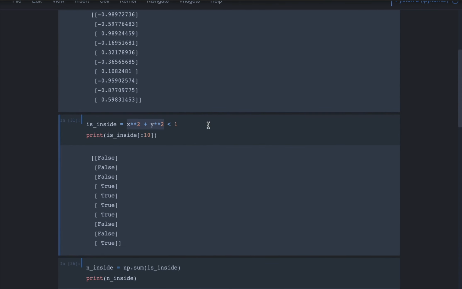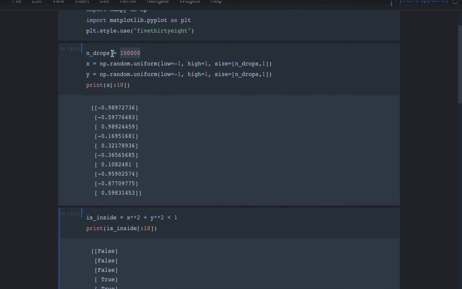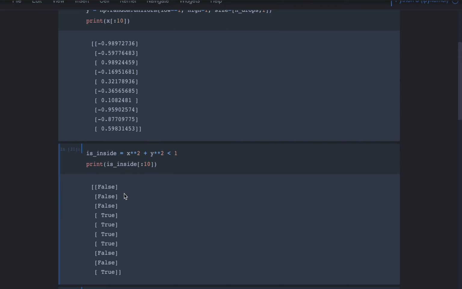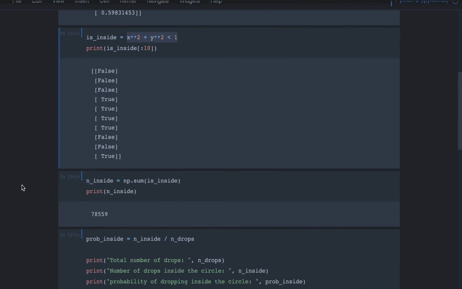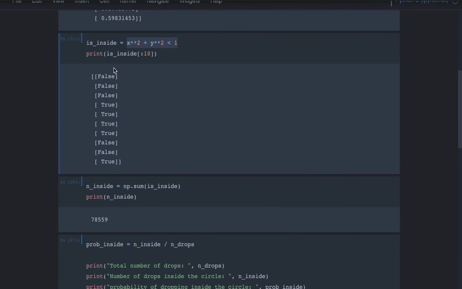Okay, so here what we did is we are checking if it lies inside the circle, meaning the distance is less than 1 or not, right? So is_inside is going to be again a list of size same as the number of drops, but it will contain False and True like that, right? So True means that the point lies inside the circle. False means the point lies outside the circle. Okay, so here is_inside, we are just computing how many Trues there are by using a numpy sum. So False is represented as 0 and True is represented as 1 when we do the sum.